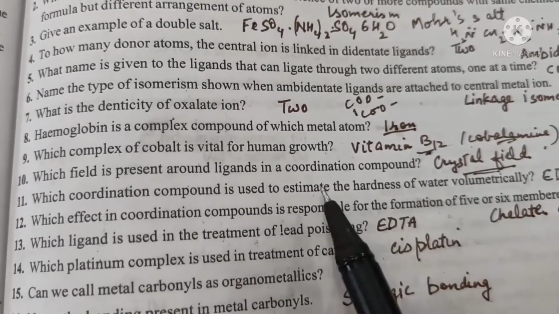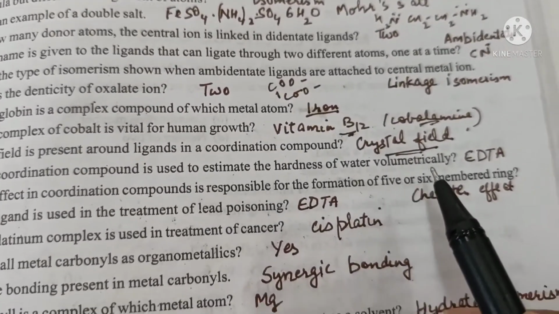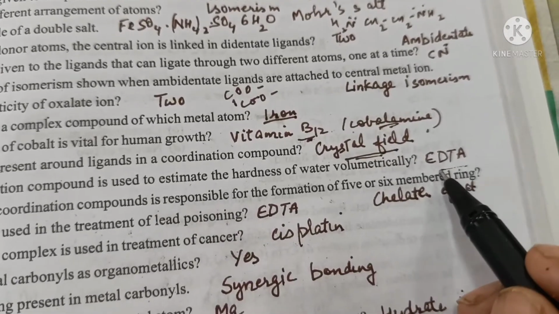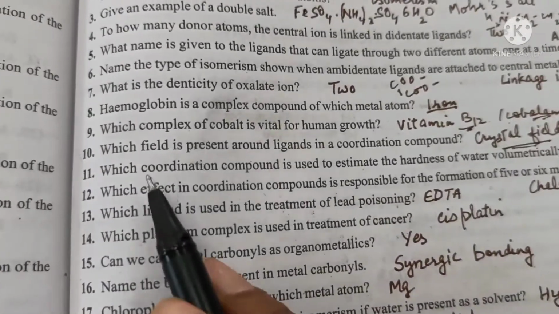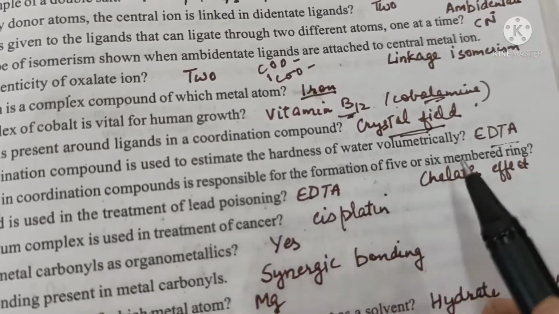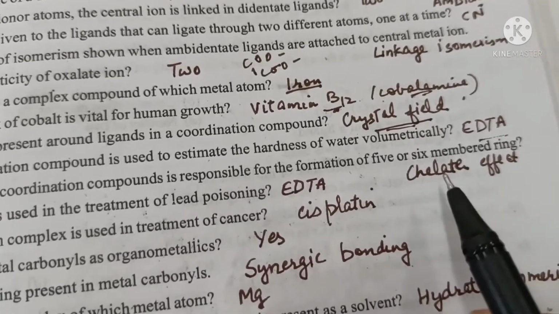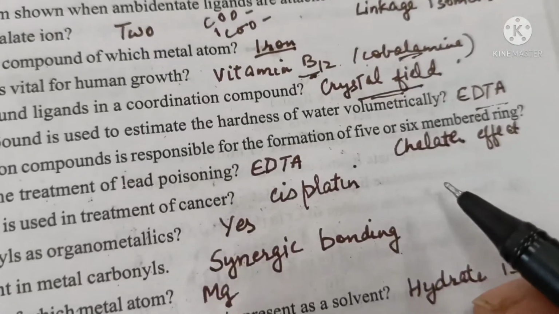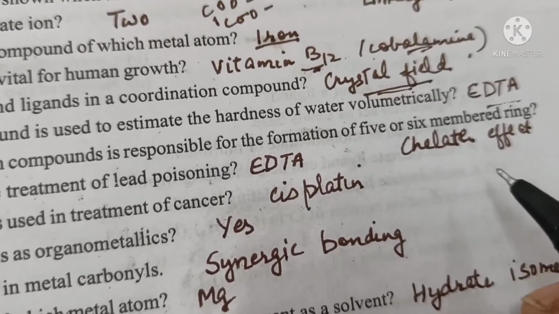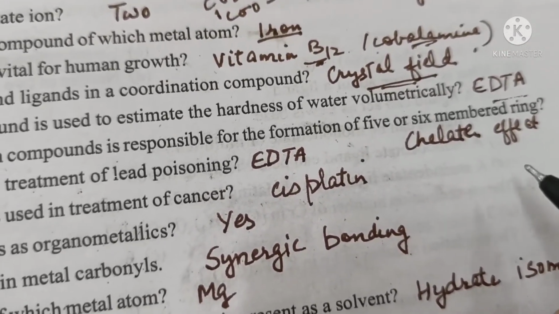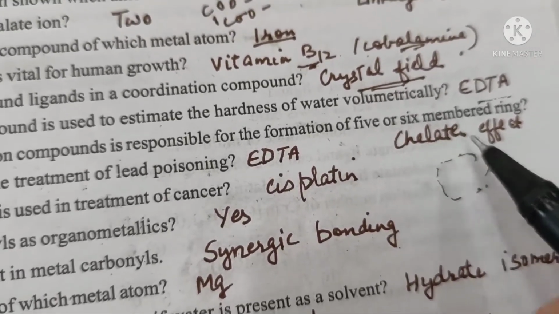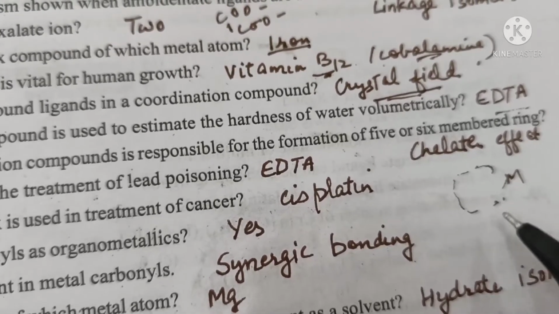Which coordination compound is used to estimate the hardness of water volumetrically? It is EDTA, ethylene diamine tetraacetic acid or tetraacetate. Which effect in coordination compound is responsible for formation of 5 or 6 membered ring? It is chelate effect. When a compound is having more than one donor site, both the donor atoms will give electrons to the central metal atom and form a ring-like compound. Chelate in Greek is derived from the word chel, meaning claw.